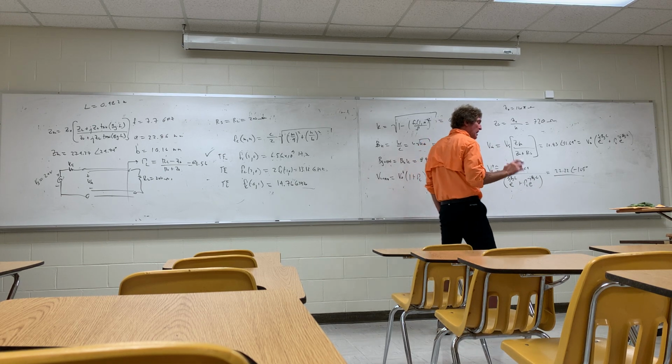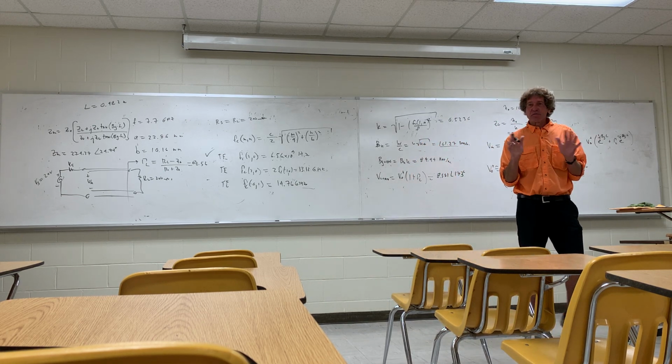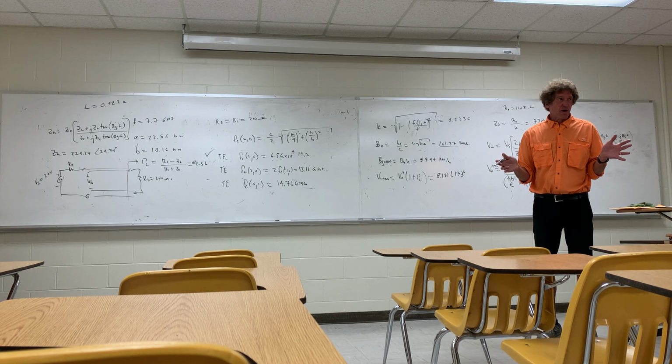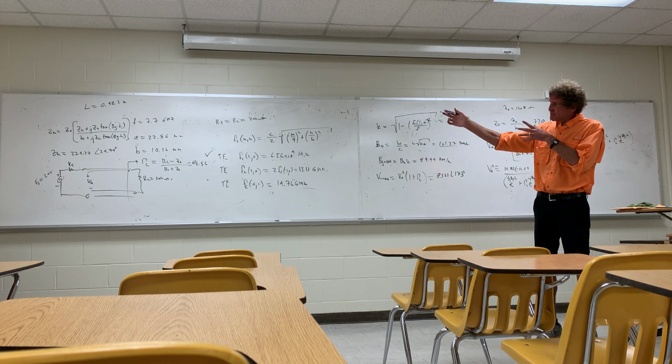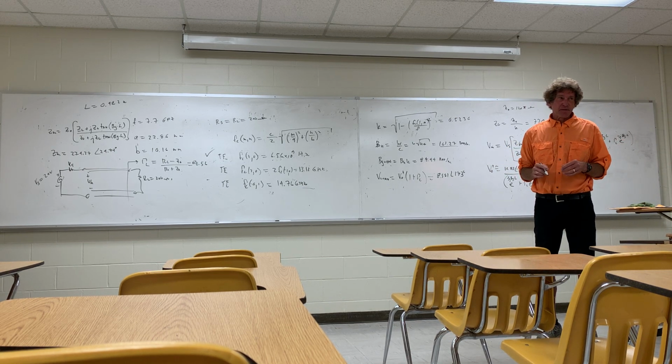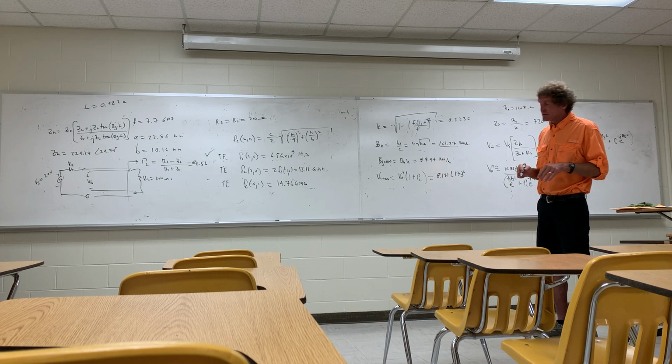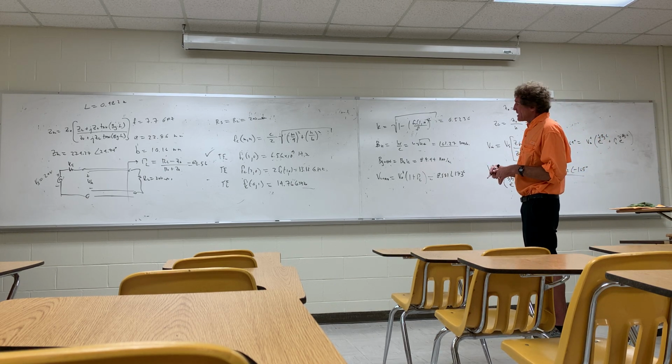Now, I gave some tolerance there because there was some rounding. When you round a few numbers, they'll change about 10%, because beta in the guide is very large.